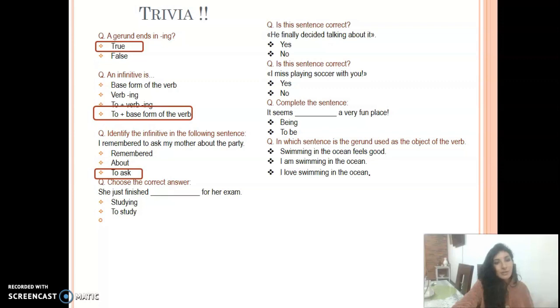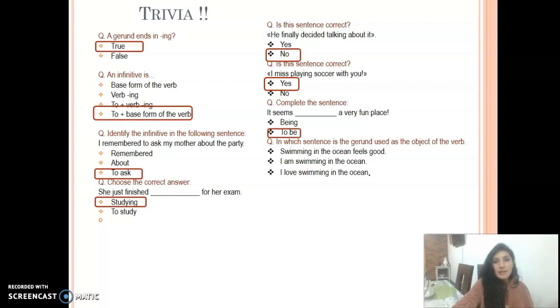So here we have to choose the correct answer. She just finished studying for her exam. As you know, finish accepts gerunds. So we're going to think about this. Is the sentence correct? He finally decided talking about it. Yes or no? No. Is the sentence correct? I miss playing soccer with you. Yes, it's correct. So here we're going to complete the sentence. It seems being or to be a very fun place. It seems to be a very fun place.